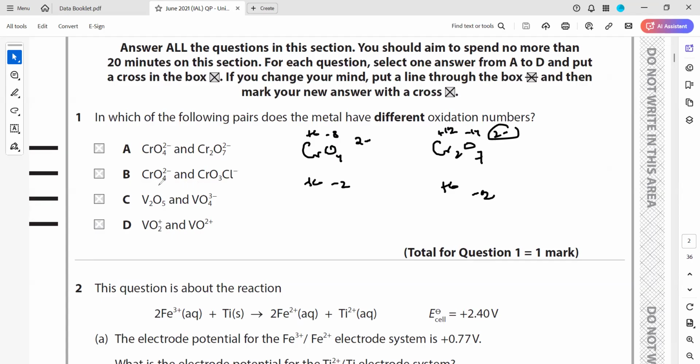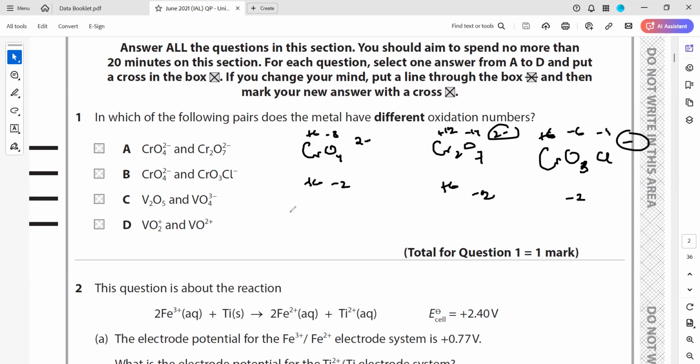If we check CrOCl3, the charge is minus 1. Each chlorine is minus 1. We always start with the most electronegative. Each oxygen is minus 2, so 3 will be minus 6. And when two more electronegative elements are there, here chlorine is group 7, minus 1. So chromium is, because the net charge is minus 1, plus 6. So this also chromium is plus 6.